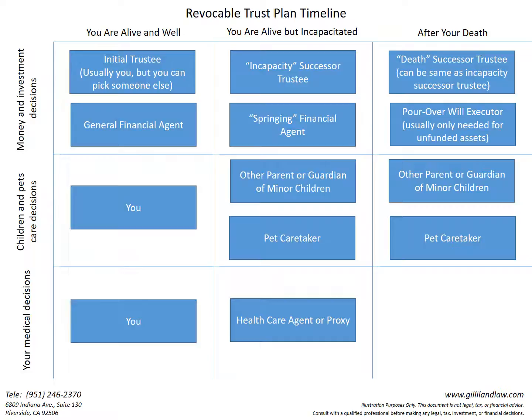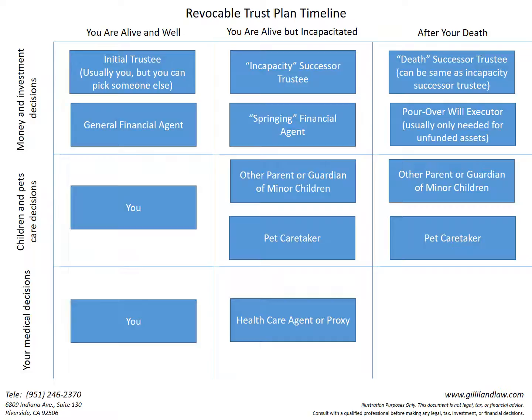While you're alive and well, we'll start in the column to the left. You are the initial trustee. It could be you, or you could pick somebody else. For the most part, in a revocable trust, you, and if you're married, your spouse will serve as joint trustees. What that means is you have all control, all power. You can basically do whatever you want while you're alive and well. You can also have a general financial agent, someone you work with, or that could just be you as well, depending on your unique situation.